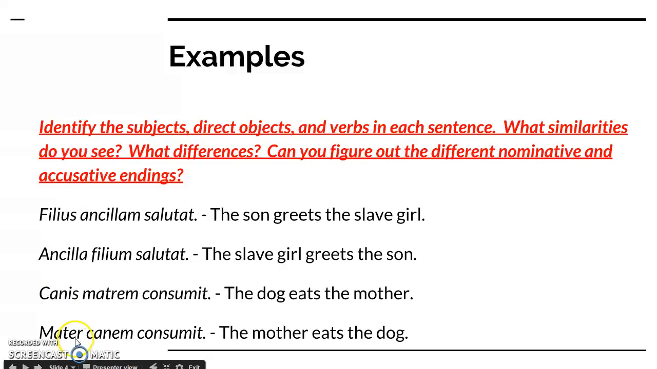Latin shares a lot of them, but what you can tell for sure is when you look at the direct objects, or the accusative case, even though there's a different letter before each one, an AM, a UM, an EM, and another EM, they always end in M. So you can use that as your guide. So, nominative, subject; accusative, direct object.